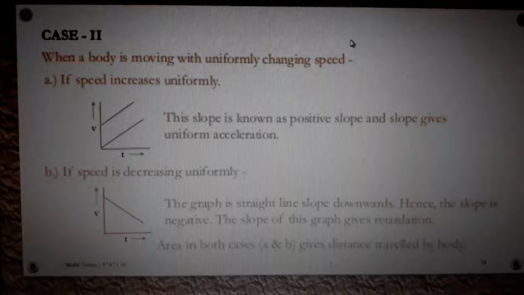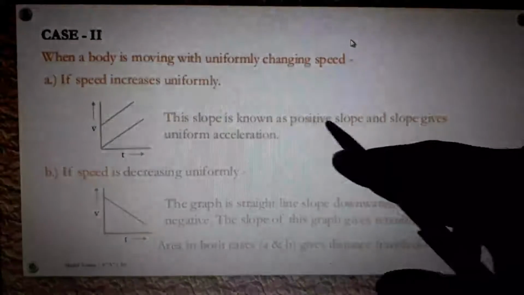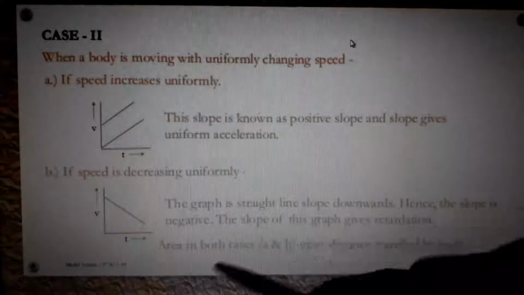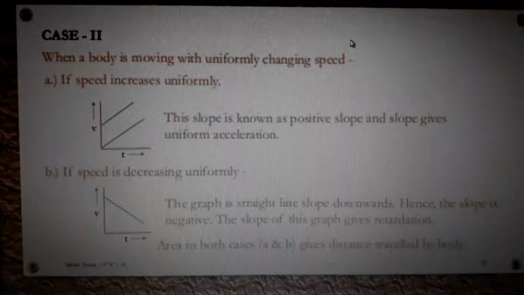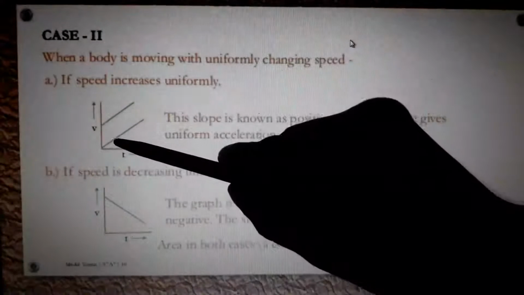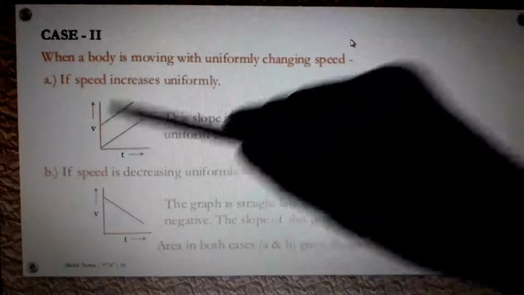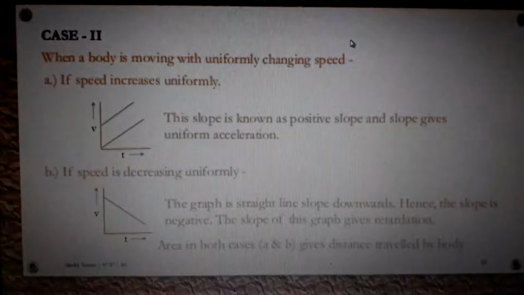When the line of the graph is going upwards, it is uniform acceleration. When it is going downwards, it is retardation. Area in both cases, A and B, gives what? Distance travelled by the body. Okay, distance travelled by the body. For example, area, how to find out? We will take a small point from that in the diagram. I will explain, otherwise you won't understand.